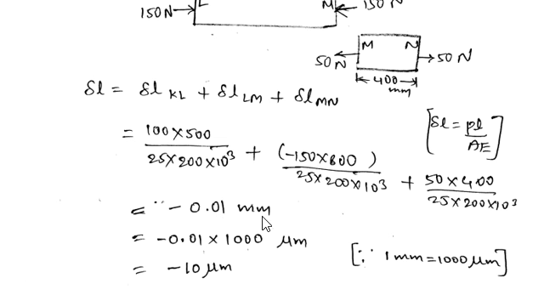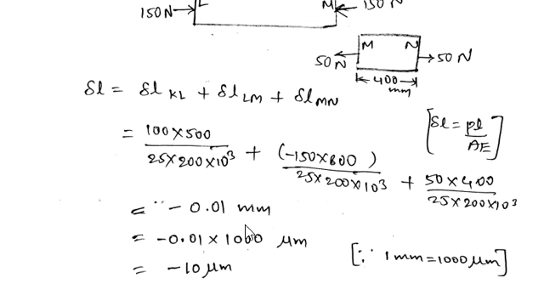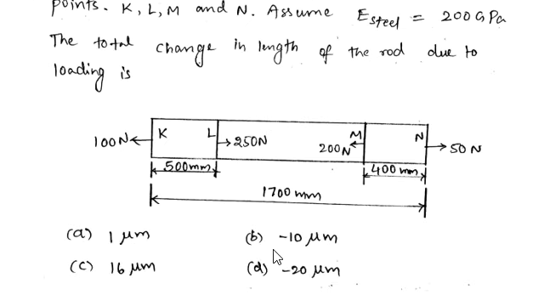We got the answer in mm, but all the options are in micrometers or microns. To convert mm into microns or micrometers, we know 1 mm is equal to 1000 microns. So to convert 0.01 mm into microns, just multiply with 1000. Because 1 mm is 1000 micrometers or microns, when you multiply with 1000 we get the answer as minus 10 microns or minus 10 micrometers. So option B is the right option for this question.